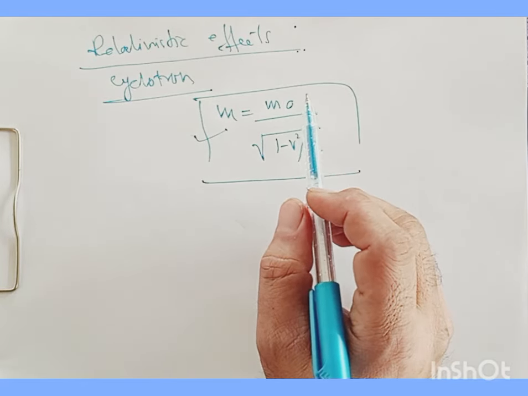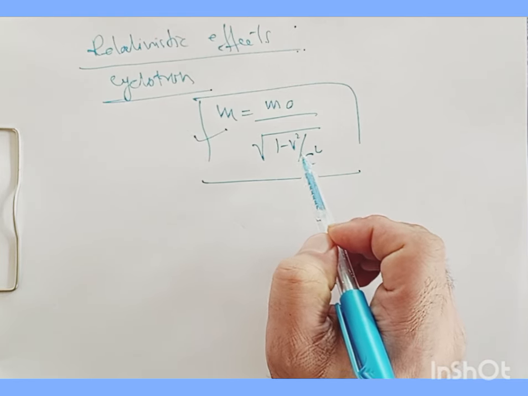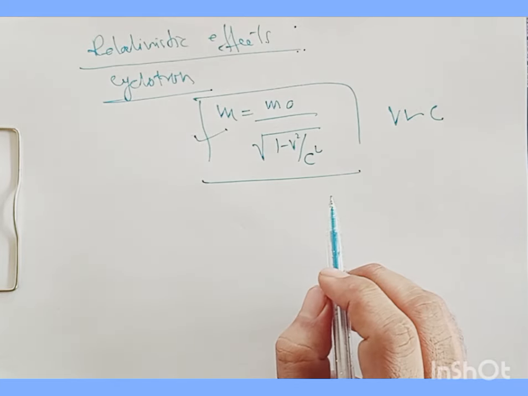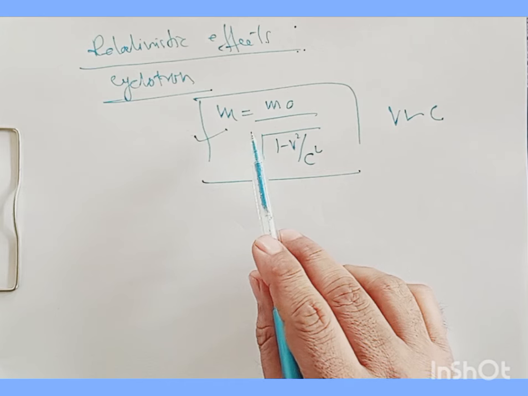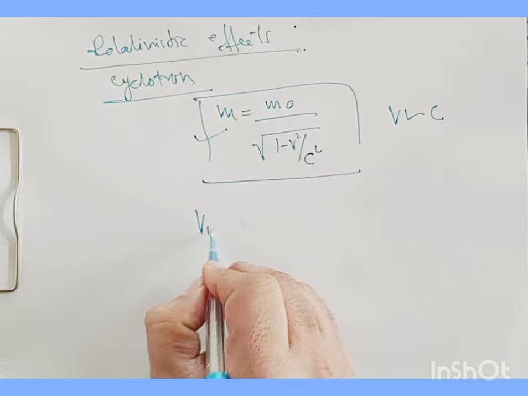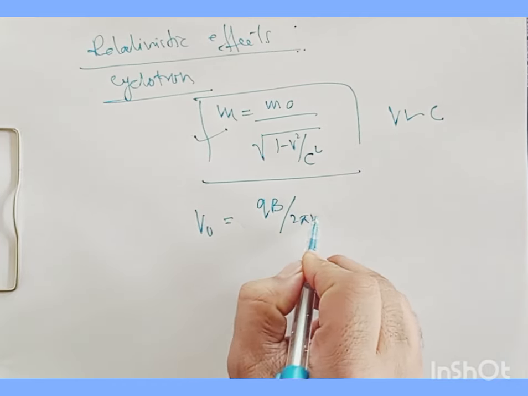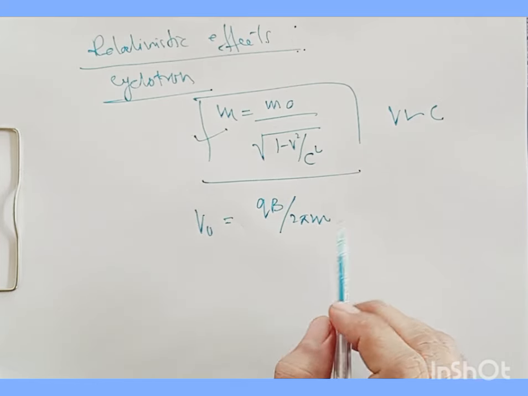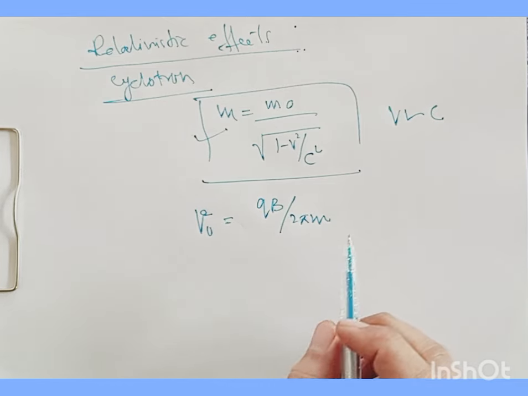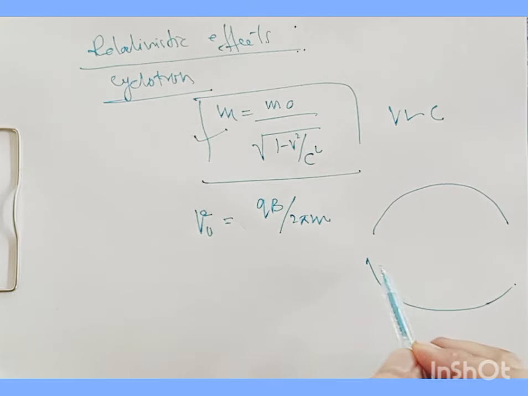Now, as the speed of the particle increases to become comparable with the speed of light, its mass m increases appreciably. Therefore, the frequency that we already calculated, qB by 2 pi m, goes on decreasing, and the particle traverses each D too slowly, the D's that we have in the case of the cyclotron.